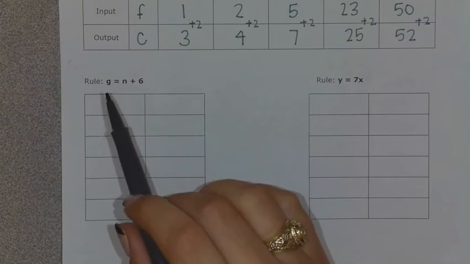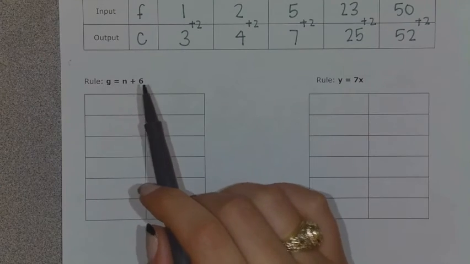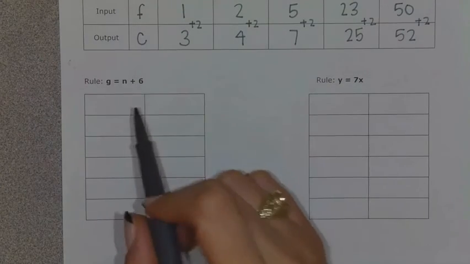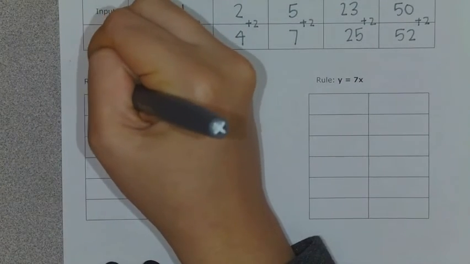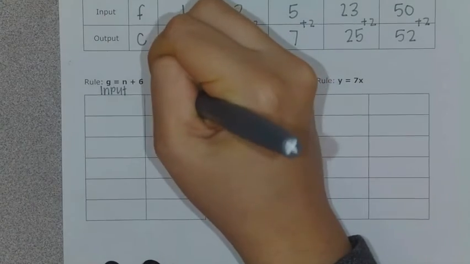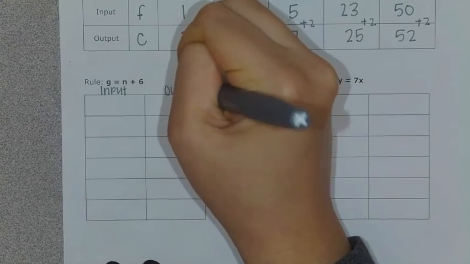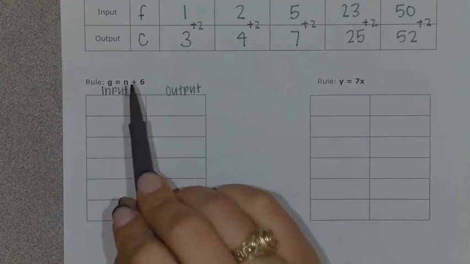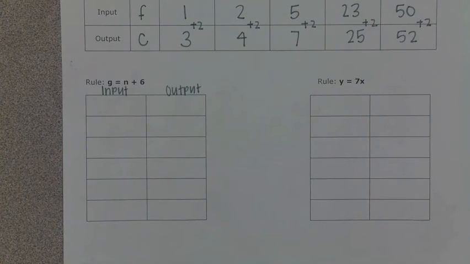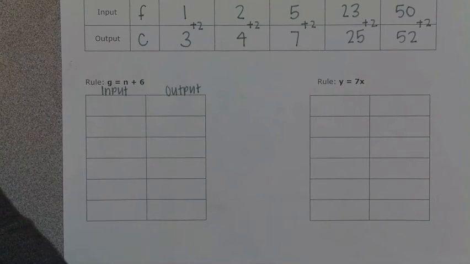So our next one, we have our rule. G equals N plus 6. So when we look at this, let's label this as our input. This is our output. So which variable, N or G, is the input and which one is the output? Take 10 seconds with the people sitting at your table, decide which one is input, which one is output.